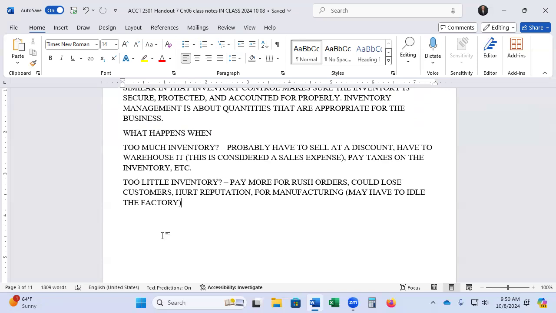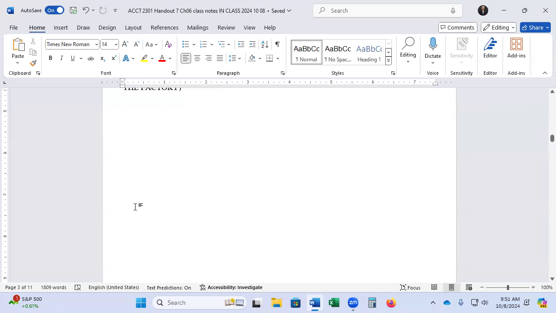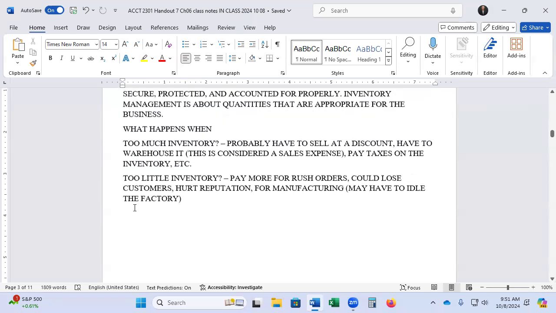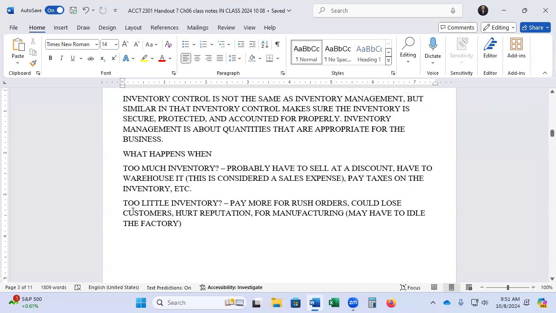Inventory management is important. Inventory control is to make sure that you have things accurate so you know how to manage your inventory. Any questions? Sorry, I'll leave that up so that everybody can finish writing, and then I'll jump to example 1.